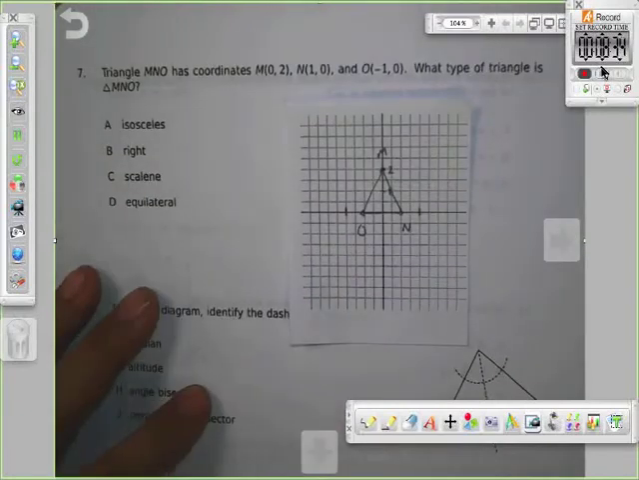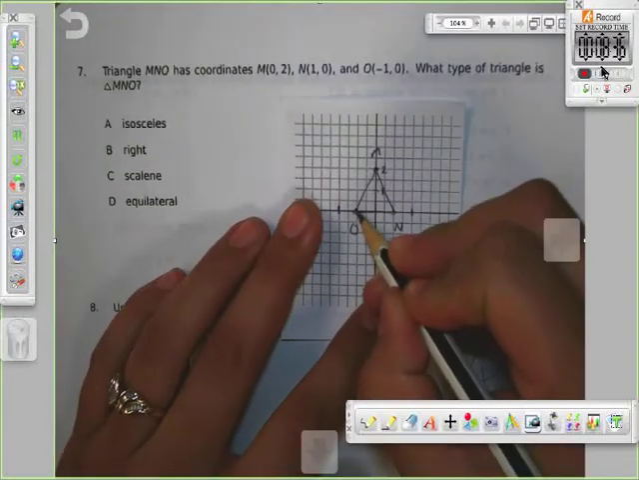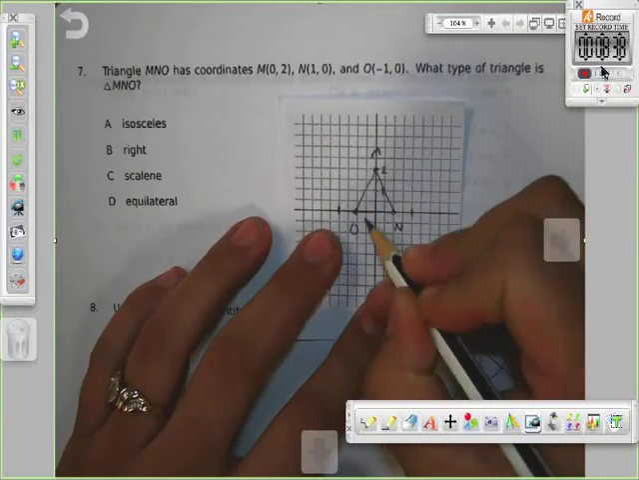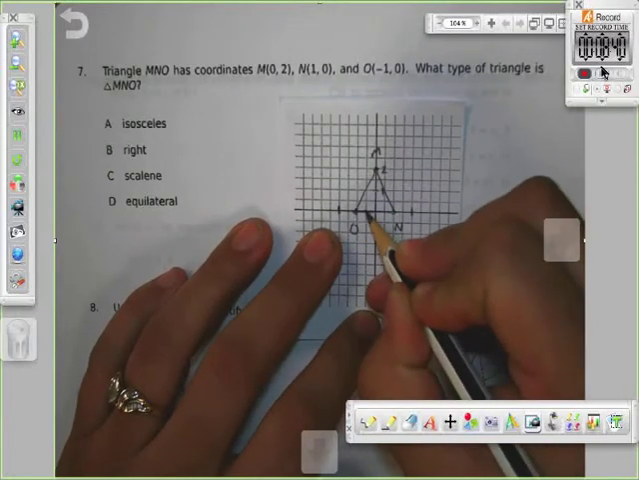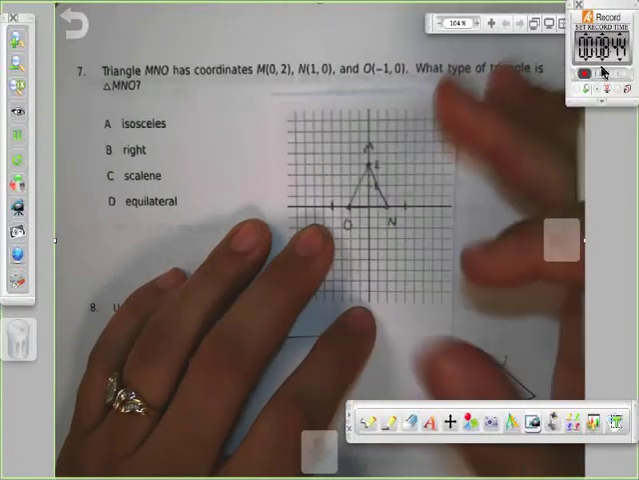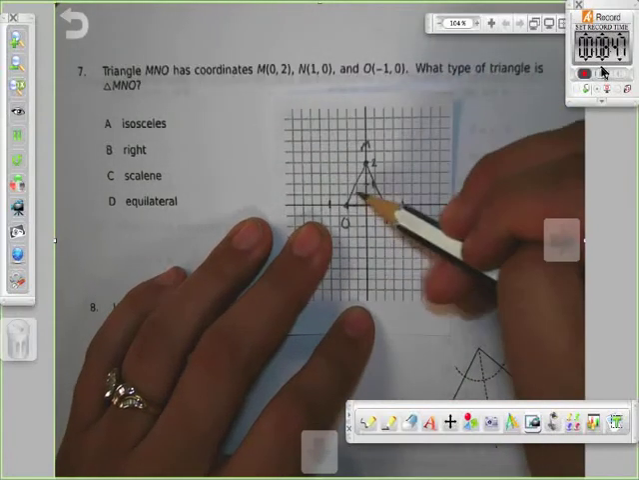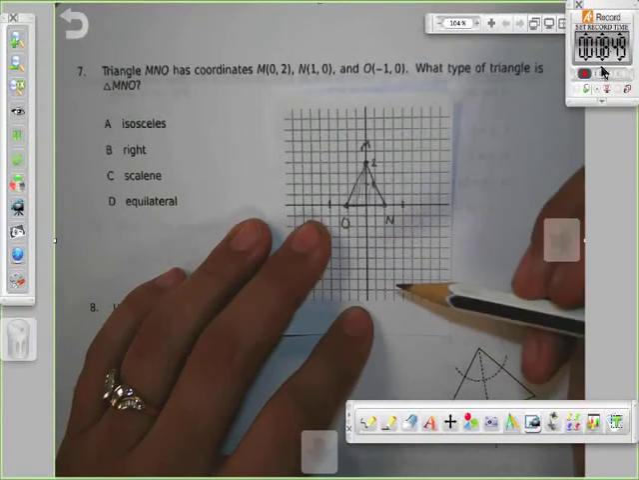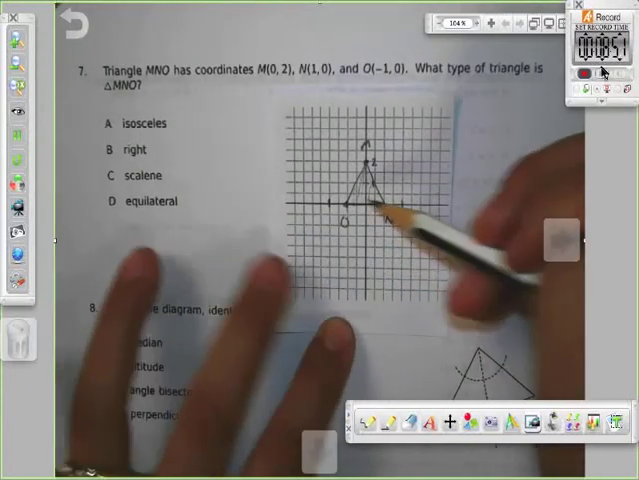Okay, on number 7, it says M and O has coordinates 0 and 2, 1, 0, and O, and I'm going to plot those points. Alright, so I went ahead and plotted the points, but I spaced it out because it was getting kind of small, so I changed my scale to 0.5, 1, 1.5, 2. So this is by 0.5, just so I could make the triangle bigger.